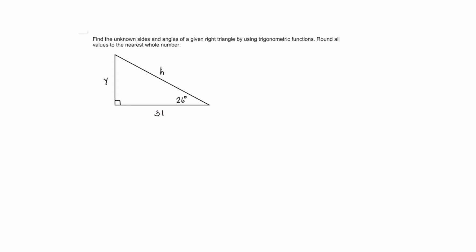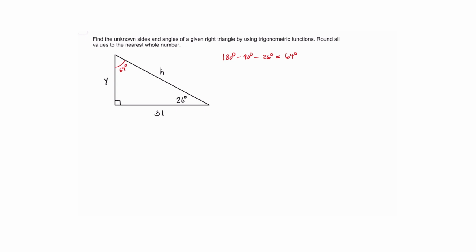Since one of the angles is already 90 degrees and the other angle is 26 degrees, we know that the missing angle is 180 minus 90 minus 26 degrees, and that turns out to be 64 degrees. So we can just put that measure right there. So that's the missing angle.